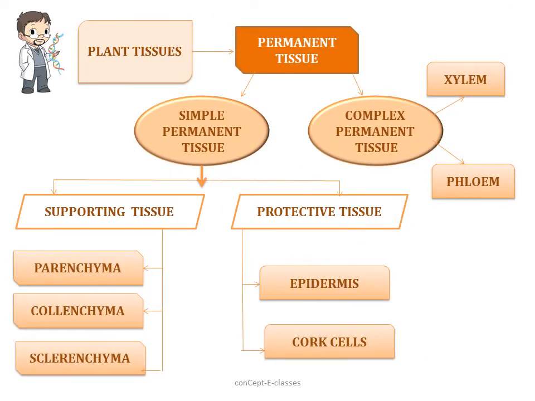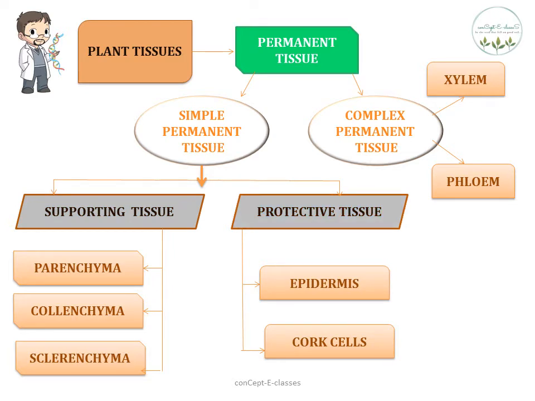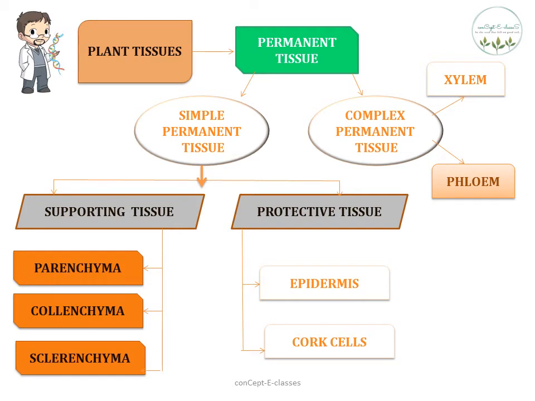So before we enter into the detailed study of permanent tissue, let's take a quick review of the classification of permanent tissue. Now, permanent tissue are of two types: simple permanent tissue and complex permanent tissue. Again, we can subdivide the simple permanent tissue based on their function as supporting tissue and protective tissue. Now there are three types of supportive tissue that we're going to study, which are parenchyma, collenchyma and sclerenchyma. And protective tissue are of two types, epidermis and cork cell. We'll be studying two types of complex permanent tissues, which are xylem and phloem.